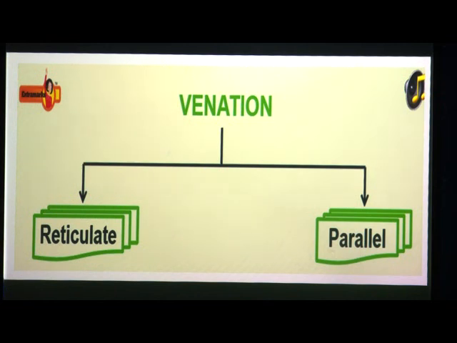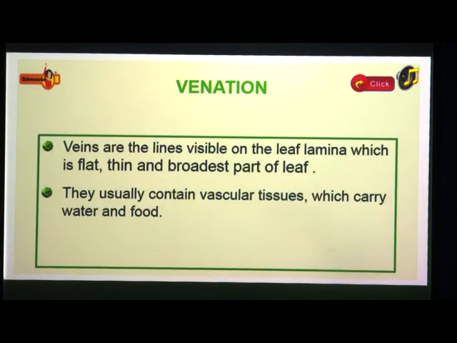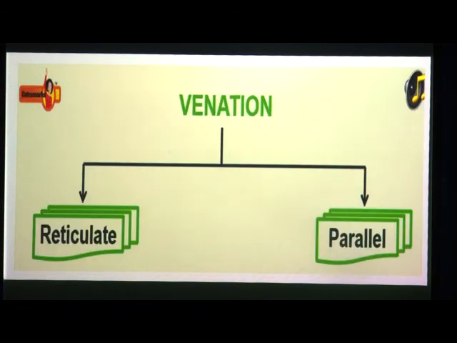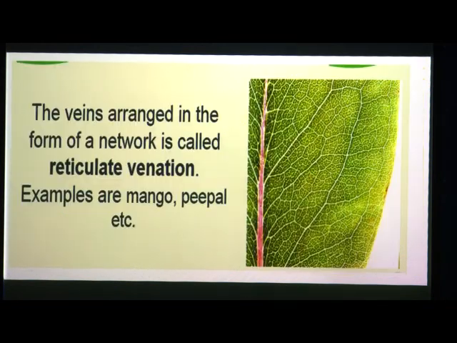So, venation is of two types. What is the function of a vein? It is to carry food and water to all parts of the plant. As you know, students, in our body there are arteries and veins which carry blood. In the same way, there are veins which carry water and food to all parts of the plant. There are two types of venation: the first one is reticulate venation and the second one is parallel venation.